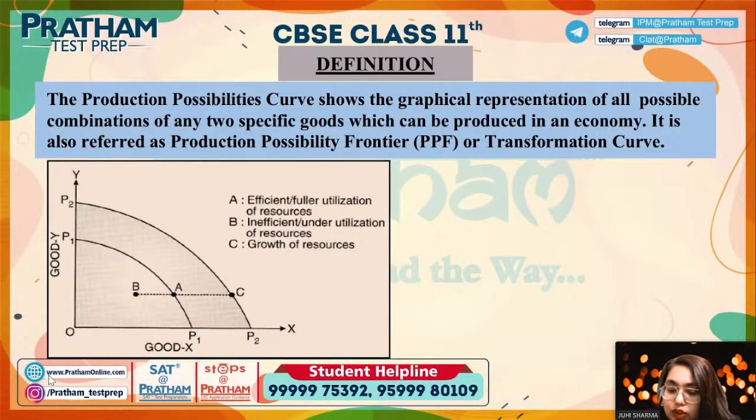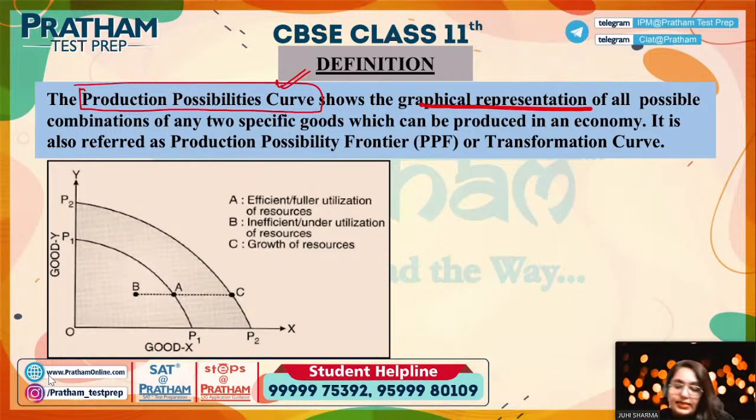Let's start with what the production possibility curve is. What is the actual definition of it? As you can see from the name itself, it's a curve. What does that mean? It means that it is a graphical representation. So we are discussing the graphical representation of all the combinations.